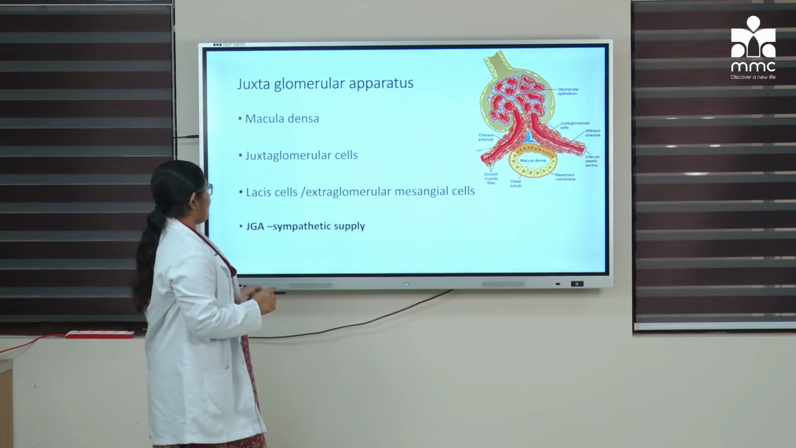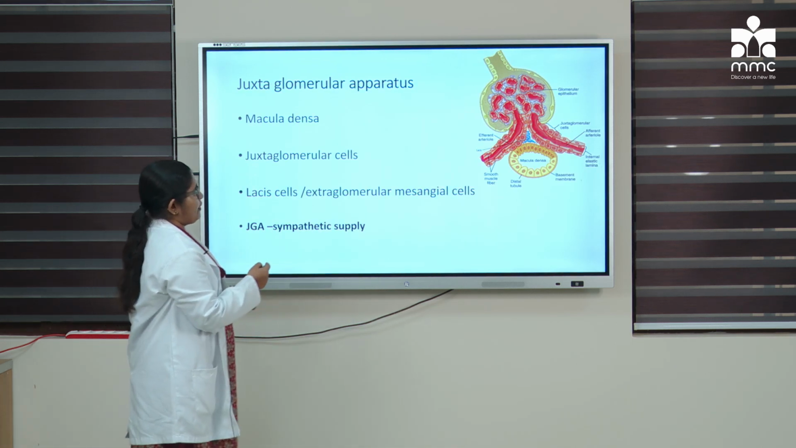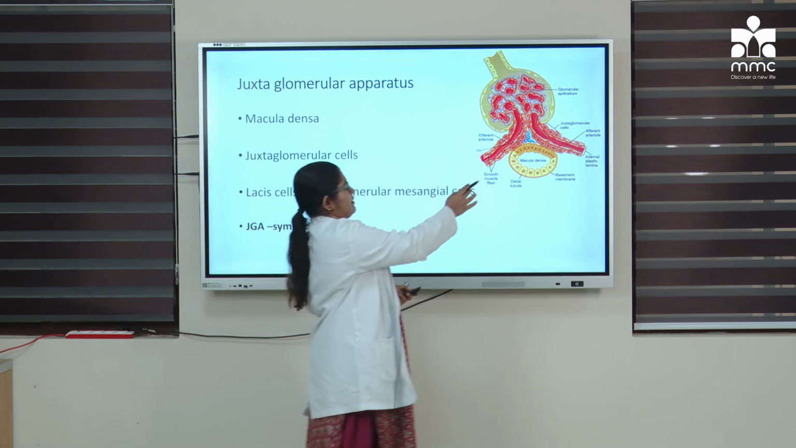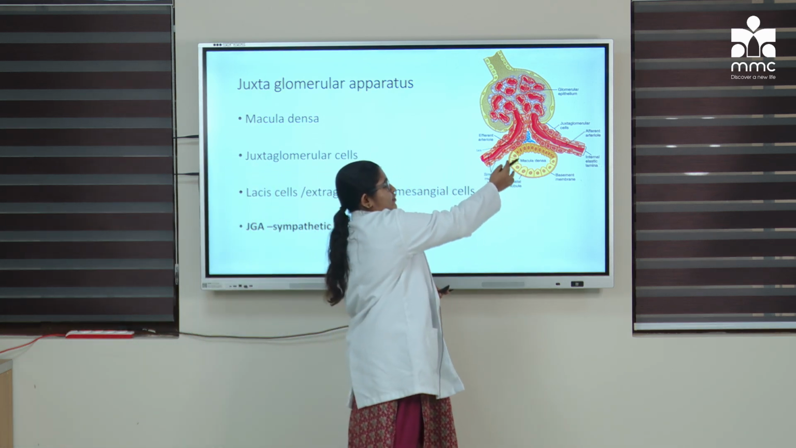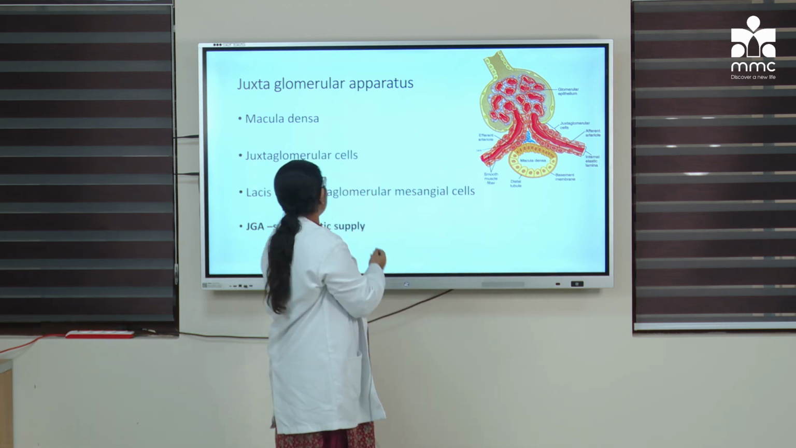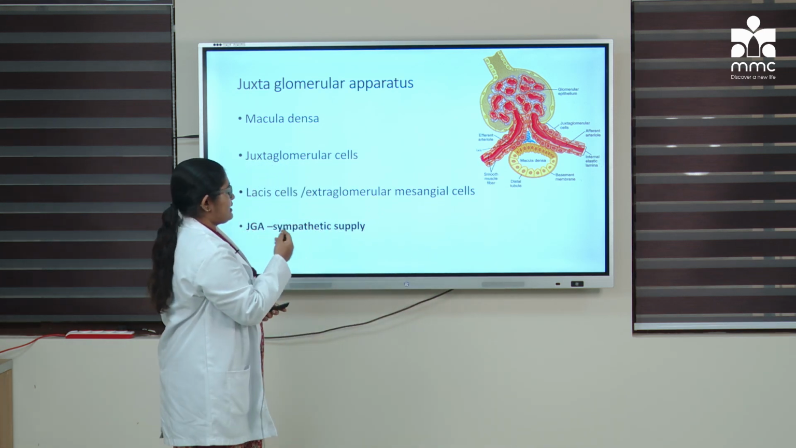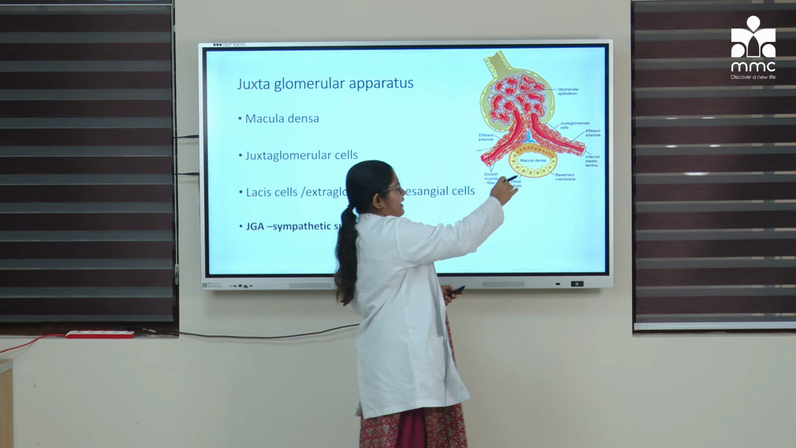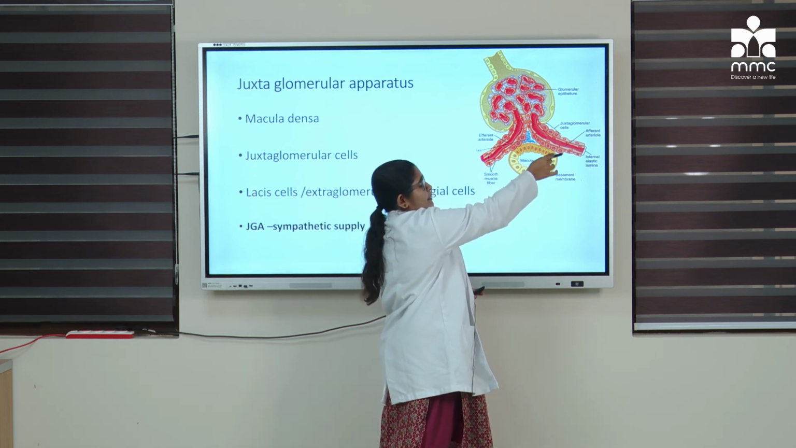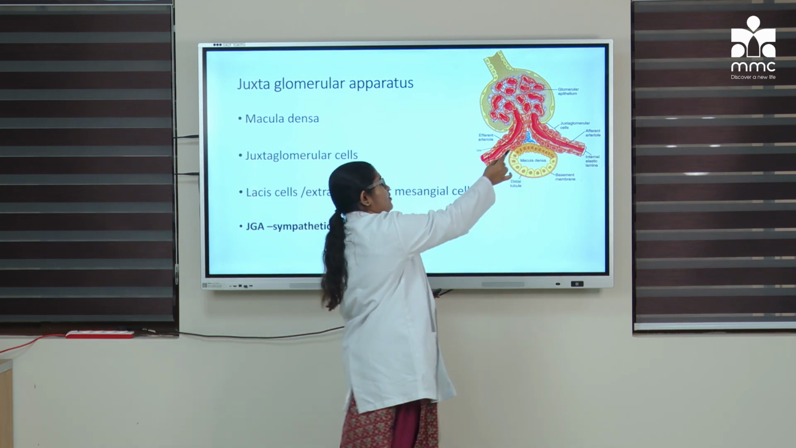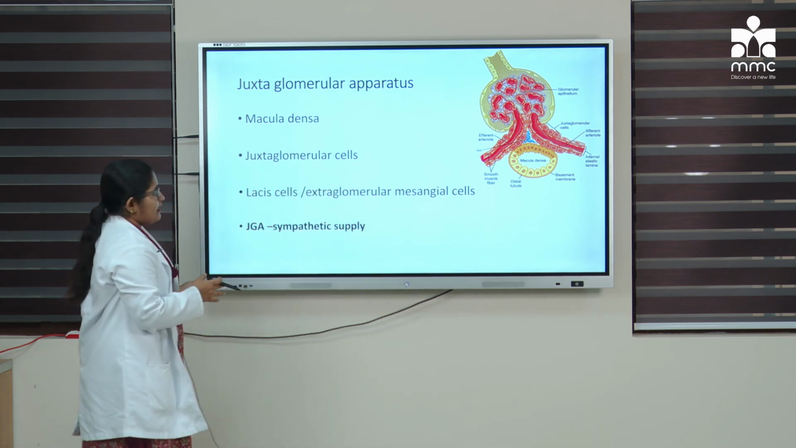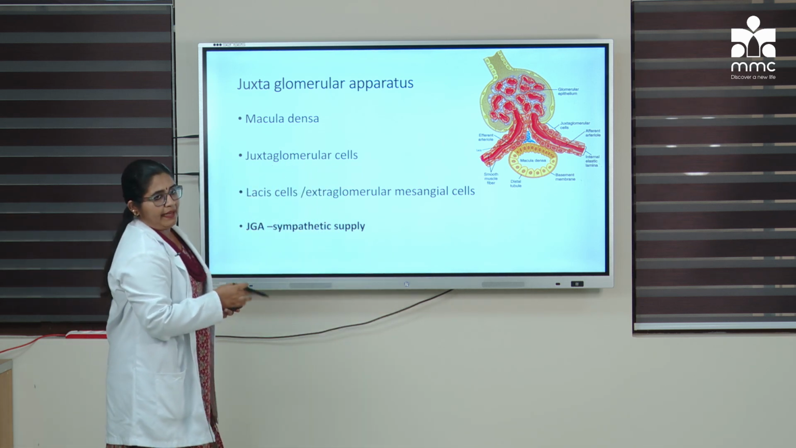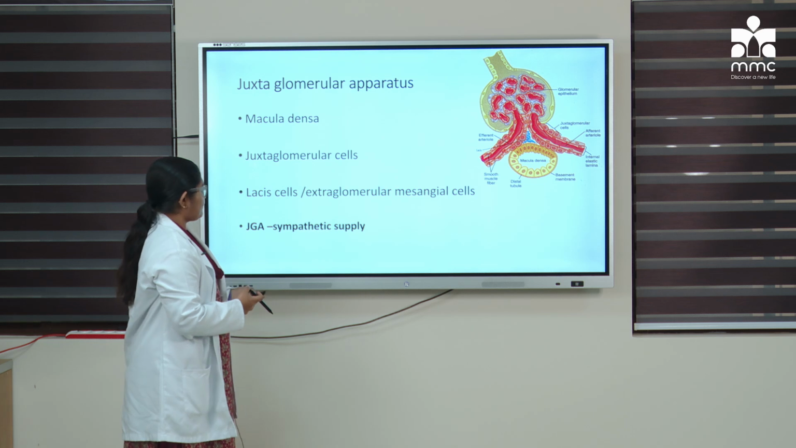Coming to each one, first the macula densa. It is the thick ascending limb of loop of Henle. There are certain modifications in the cells over there. They form the macula densa. Then the juxtaglomerular cells are actually the modifications of the smooth muscle cells of the afferent arteriole, and we also have the Lacis cells or the supporting cells. The main innervation of the juxtaglomerular apparatus is sympathetic.